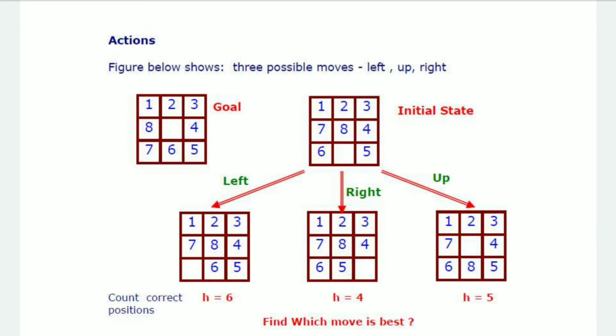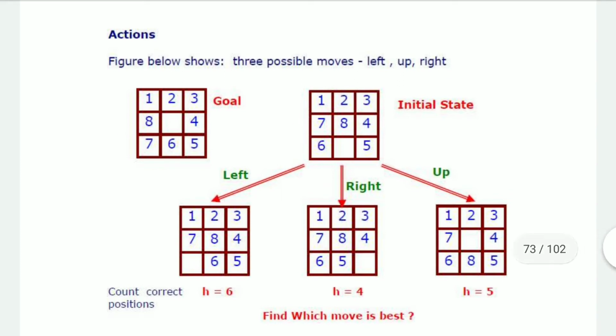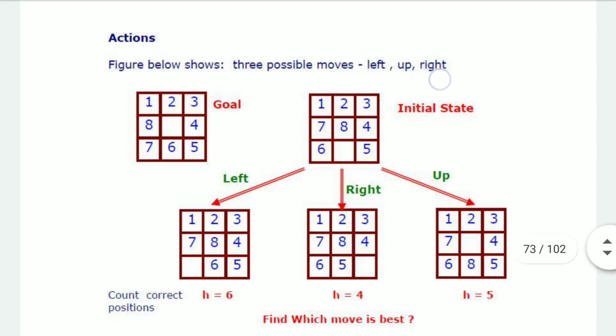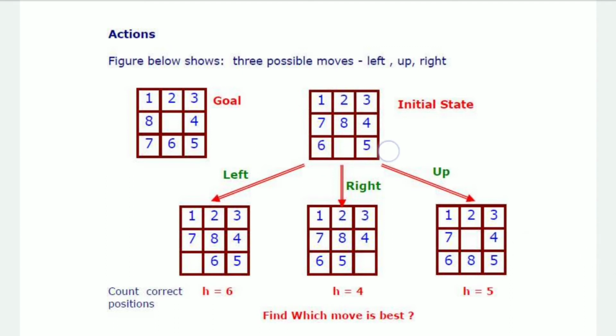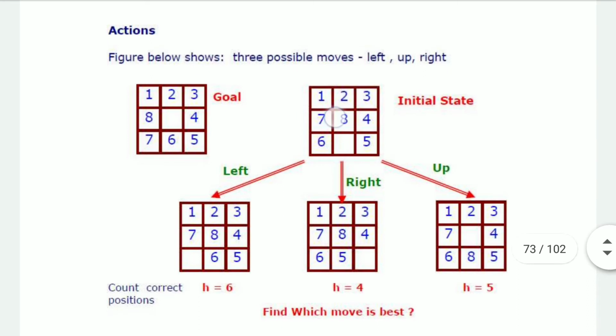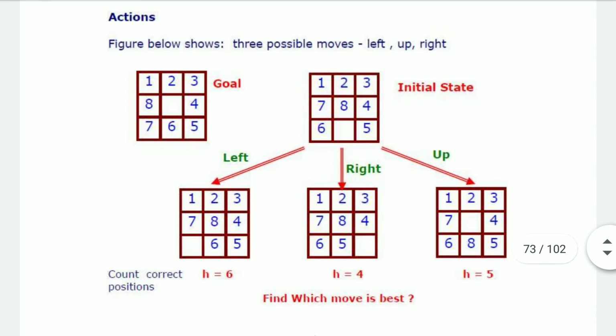Now the actions, here they're talking about the actions. Now what are the actions that are possible? The 3 possible moves are left, up and right. Why? Because here this is my initial state and this is my goal state. Very nice. Now why is it left, up and right? Because this blank element can go either left, right and up. That means at the position of 6, 8 and 5, right? Remember, this is my initial state and this is my goal state.